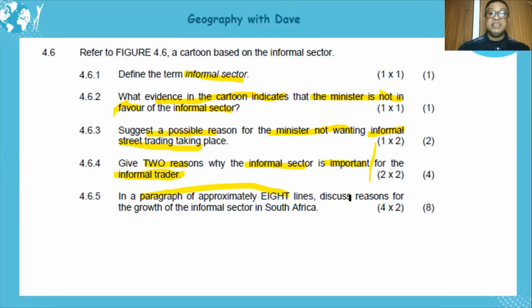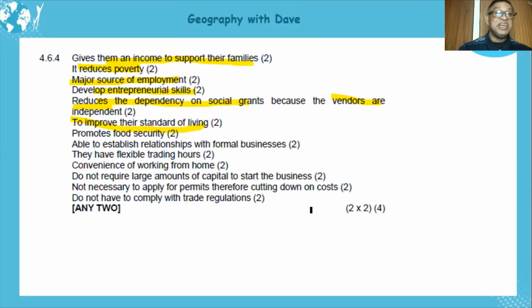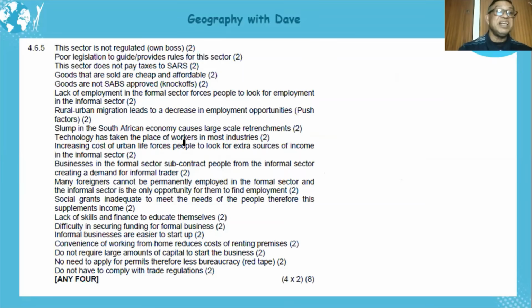Paragraph, 8 lines. Discuss reasons for the growth of the informal sector. Why is the informal sector growing now? It's more general. Why does it grow? Okay, now we can come again with various options. All right, employment, etc. But we're going to phrase it differently. Okay, right, let's look at it here. The sector is not regulated. They're their own boss.